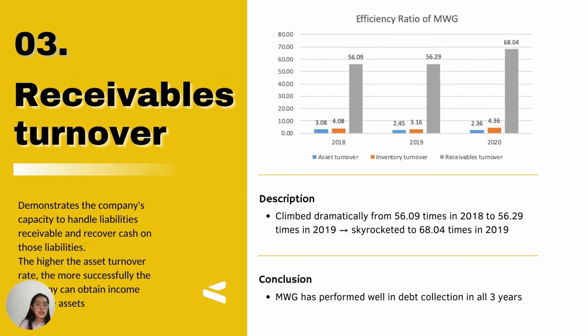And we come to the receivable turnover. The MWG's receivable turnover ratio climbed dramatically and then skyrocketed in 2020. Receivable turnover demonstrates the company's capacity to handle receivables and recover cash on them. And MWG has performed well in debt collection. We compare with the D3W.